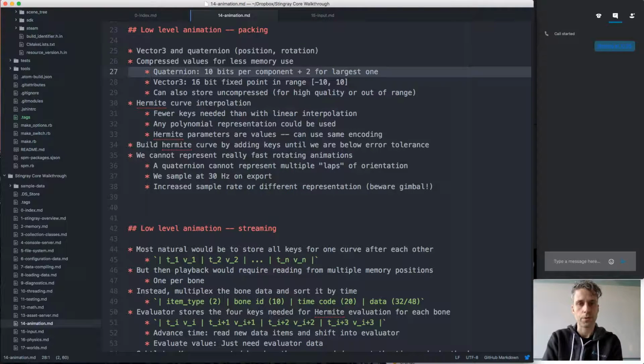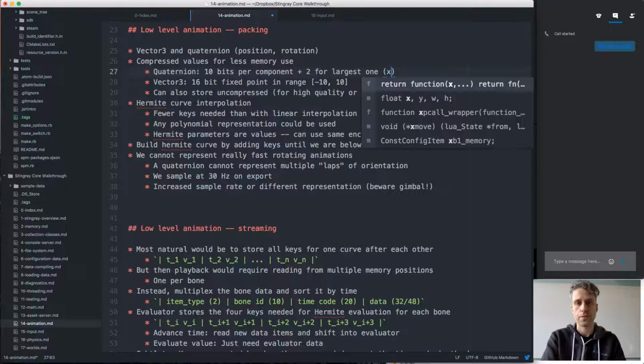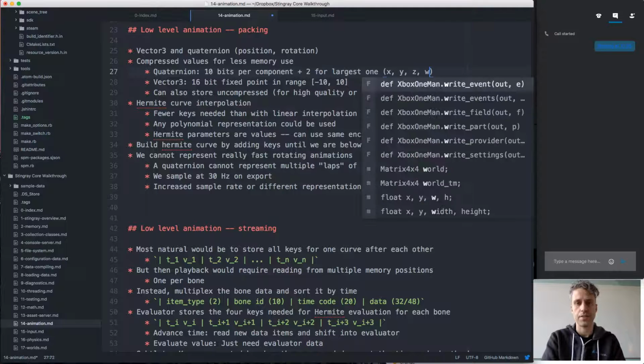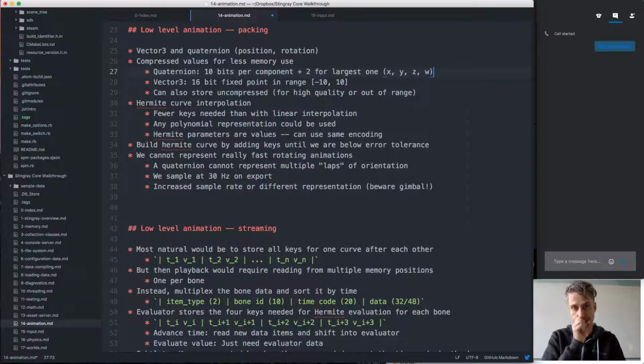So for quaternions, we compress them. If you're familiar with quaternions, they have 4 components, so X, Y, Z, and W. But we actually don't need to store all the 4 components, because quaternions are normalized. So we know that the sum of squares, I'm going to write it out, is 1. And that means that if we have just 3 of these components, we can reconstruct the 4th one.